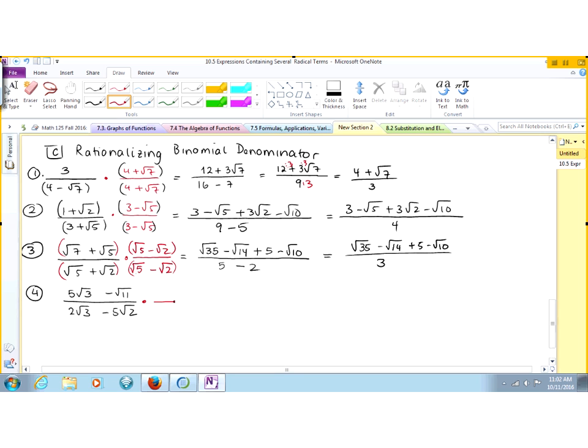Easy? Okay, last one. So what do I multiply it with? 2 square root of 3 plus or minus? Plus. So this is minus, so you need to multiply by the opposite signs. Plus 5 square root of 2. So this is a binomial.